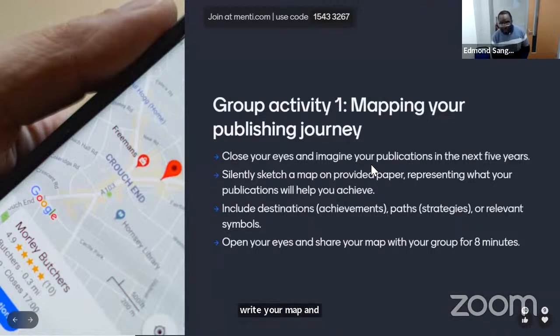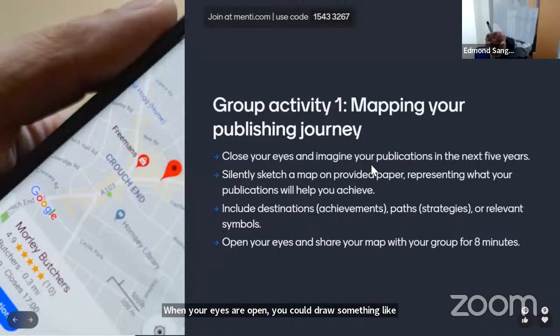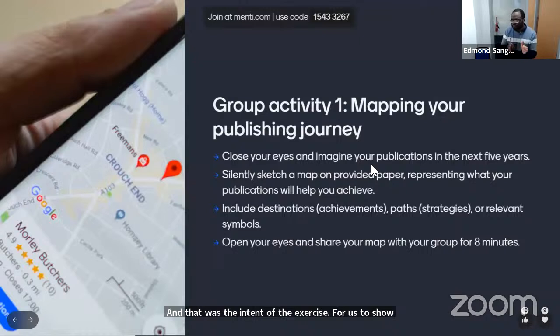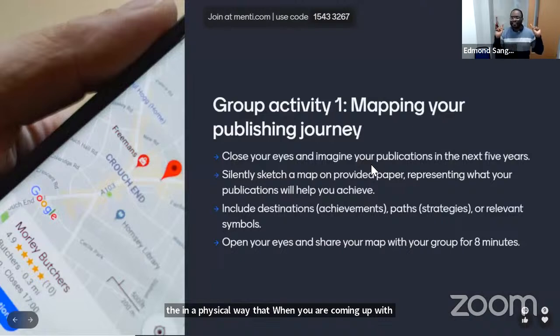Surely, when your eyes are open, you could draw something like this, right? Where you can see a clear line, clear circles and clear rectangles, all of those things representing something. However, when you are blindfolded, you end up getting something like this, gibberish at best, and it doesn't make sense when you look at it. And that was the intent of the exercise, for us to show in a physical way that when you are coming up with a publishing strategy, you are trying to create clarity in an area that is high uncertainty.